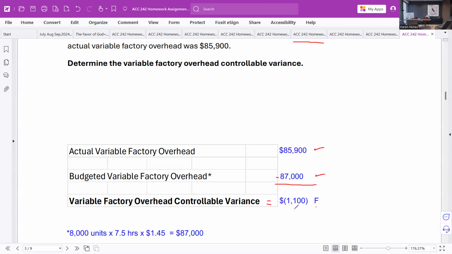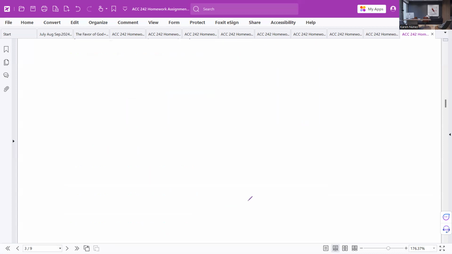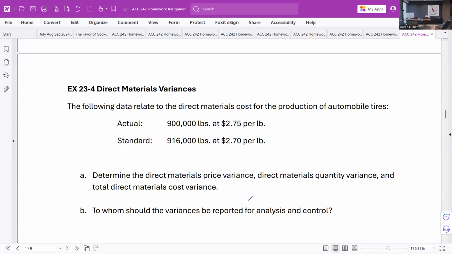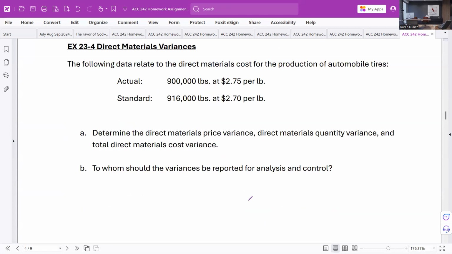Let's look at a few more. Let's go back to materials. Let's go back to that materials model and calculate those variances for the direct materials in exercise 23-4. So we have some information about the actuals. That's right here. We have some information about the standards. That's right here. And all we need to be able to do is calculate those three variances and then talk about whom the variances should be reported to.